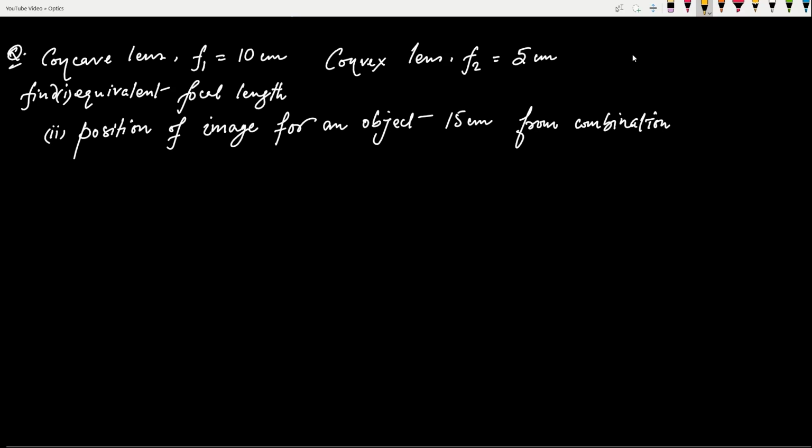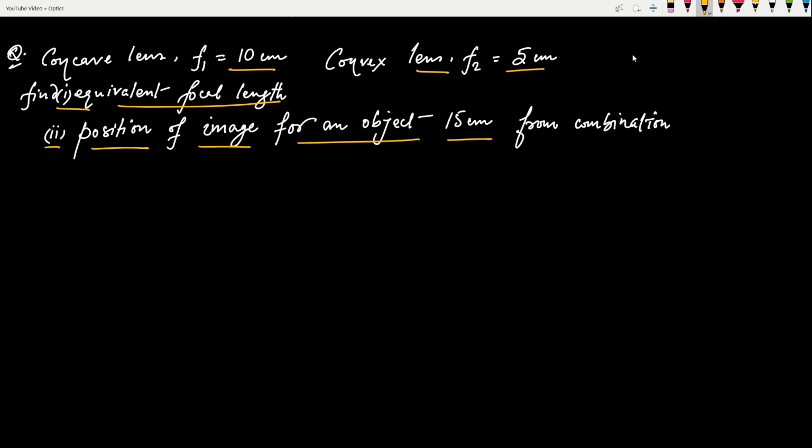So let's look into this question, and the concept of combination of lenses will become very clear. It's given that a concave lens having focal length 10 cm and a convex lens having focal length 5 cm are combined together. So what will be the equivalent focal length? This is the first question. And the second question is to find the location of the image for an object 15 cm from the combination, that is, the object is kept 15 cm from the combined lens. So let's look into the first question and see how to solve that.